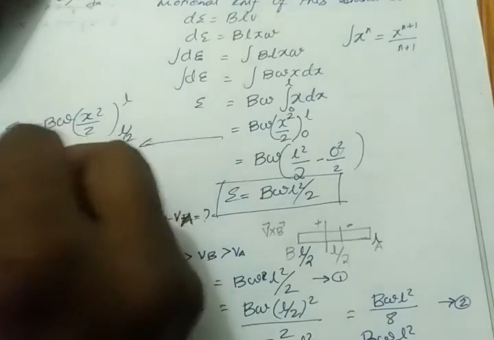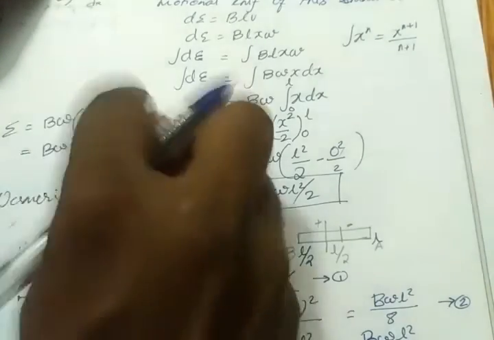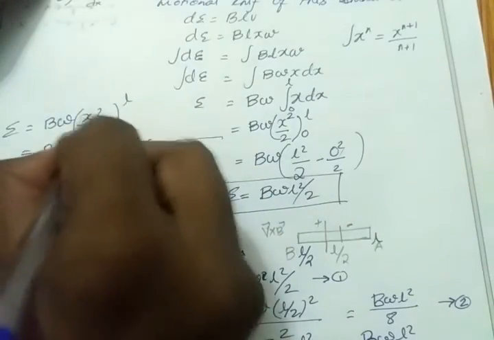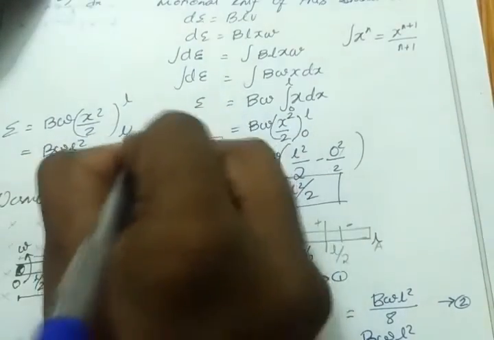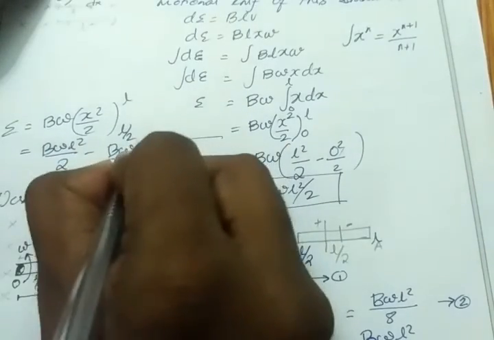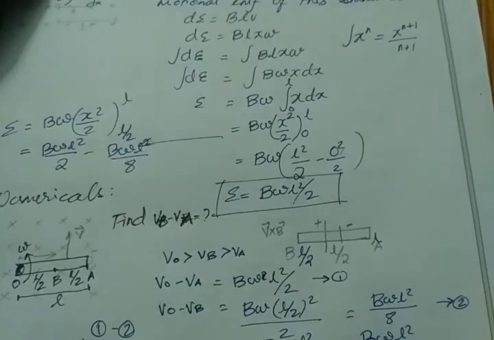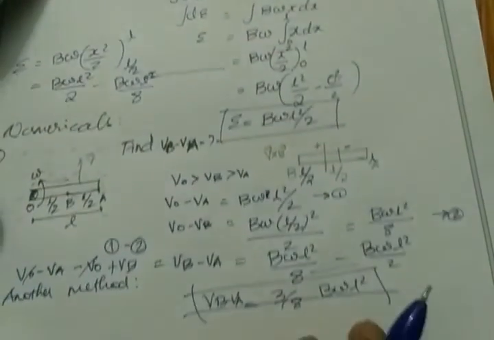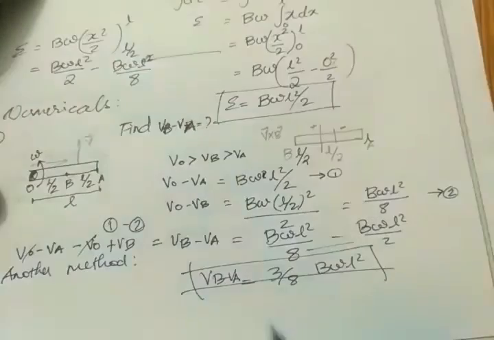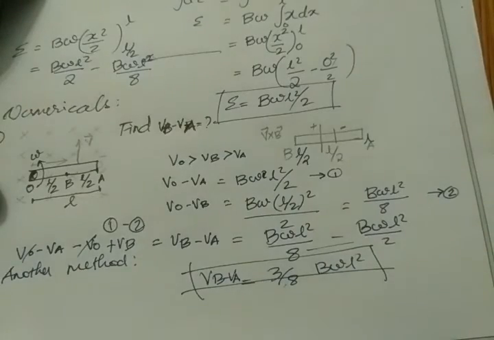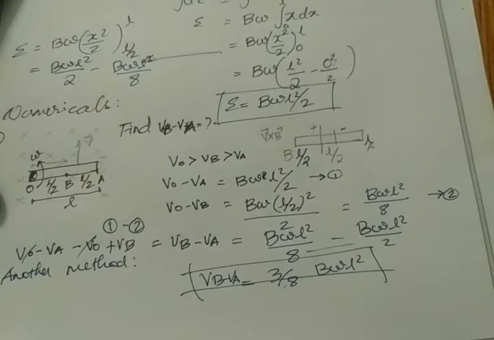I got the same answer. B omega L square by 2 minus B omega L square by 8. So I got the same value here. Right, I got the same value. Then if I solve this, I will get VB minus VA equals 3 by 8 B omega L square.